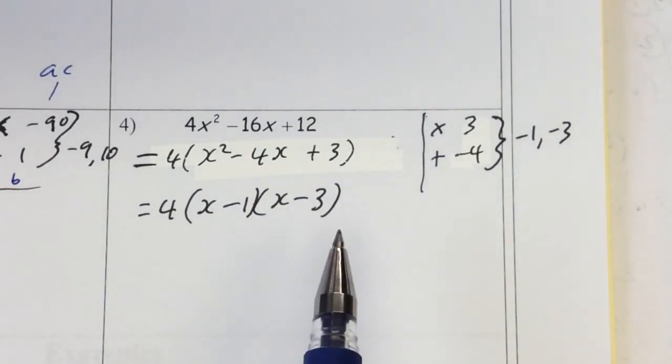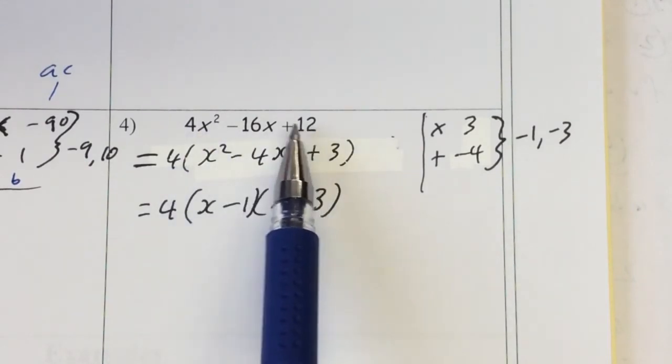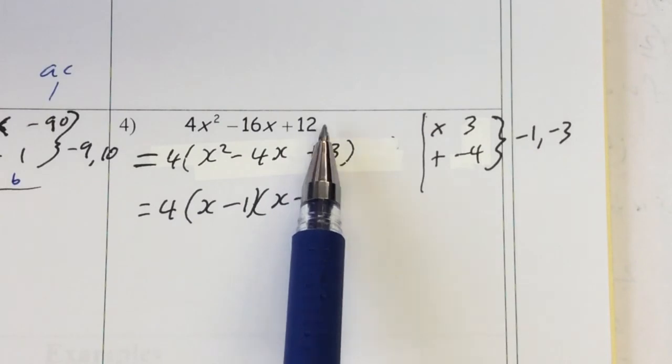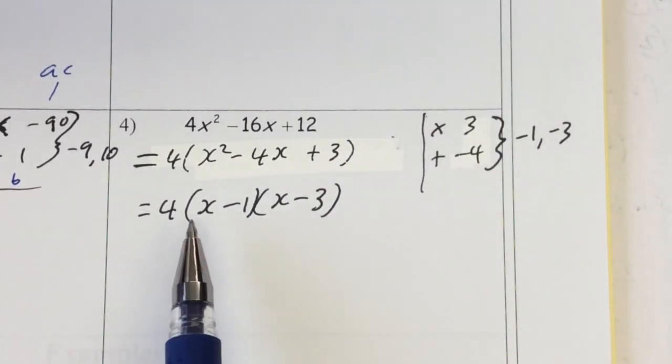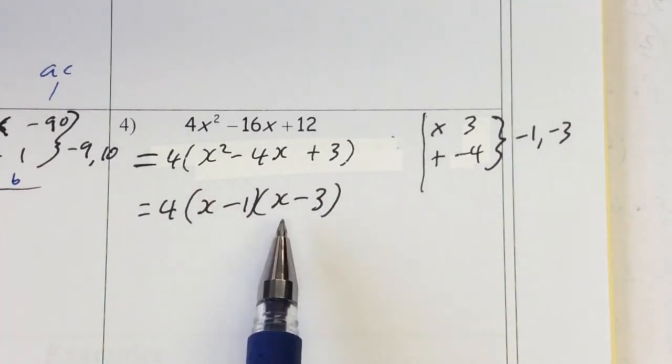Okay. This one, look for the common factor first. Okay, that's always the first thing you do. 4 is a common factor, so this one ends up being much easier. You don't have to use decomposition. Once you take out that common factor, you get the negative 1, negative 3, and it's factored.